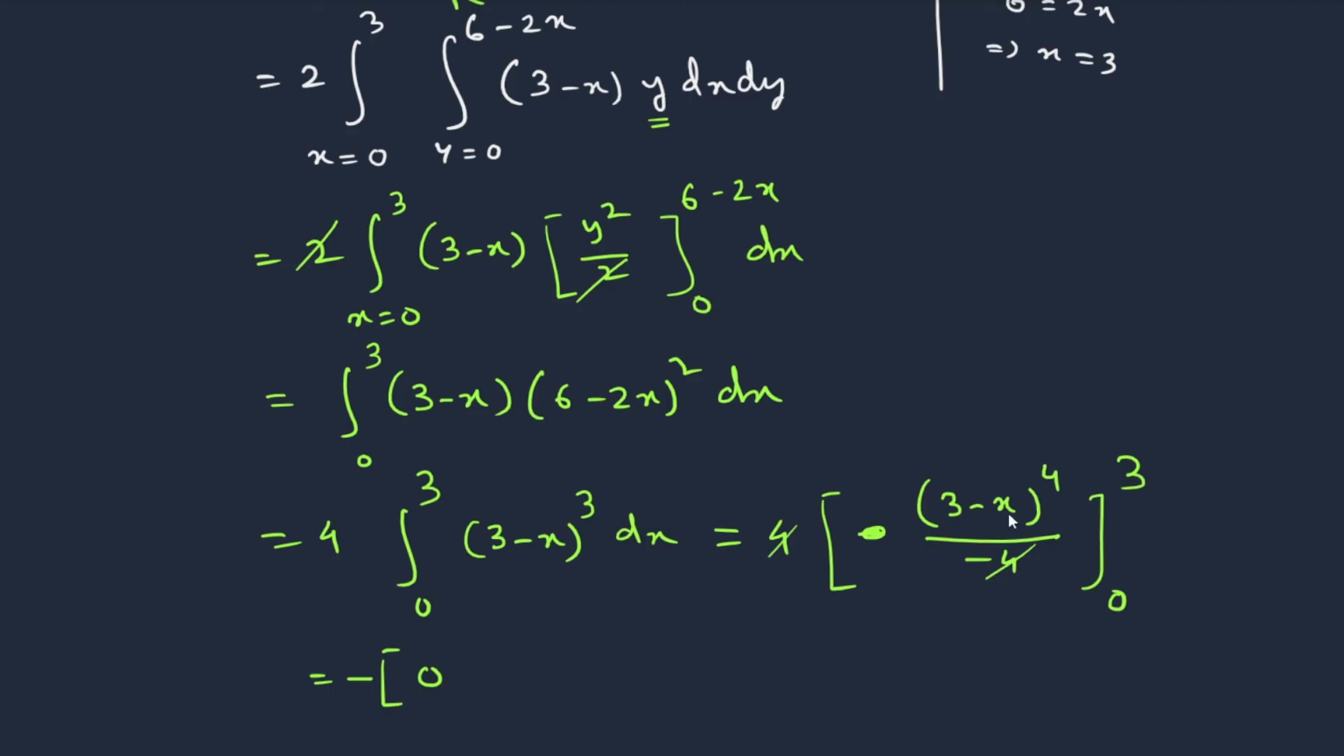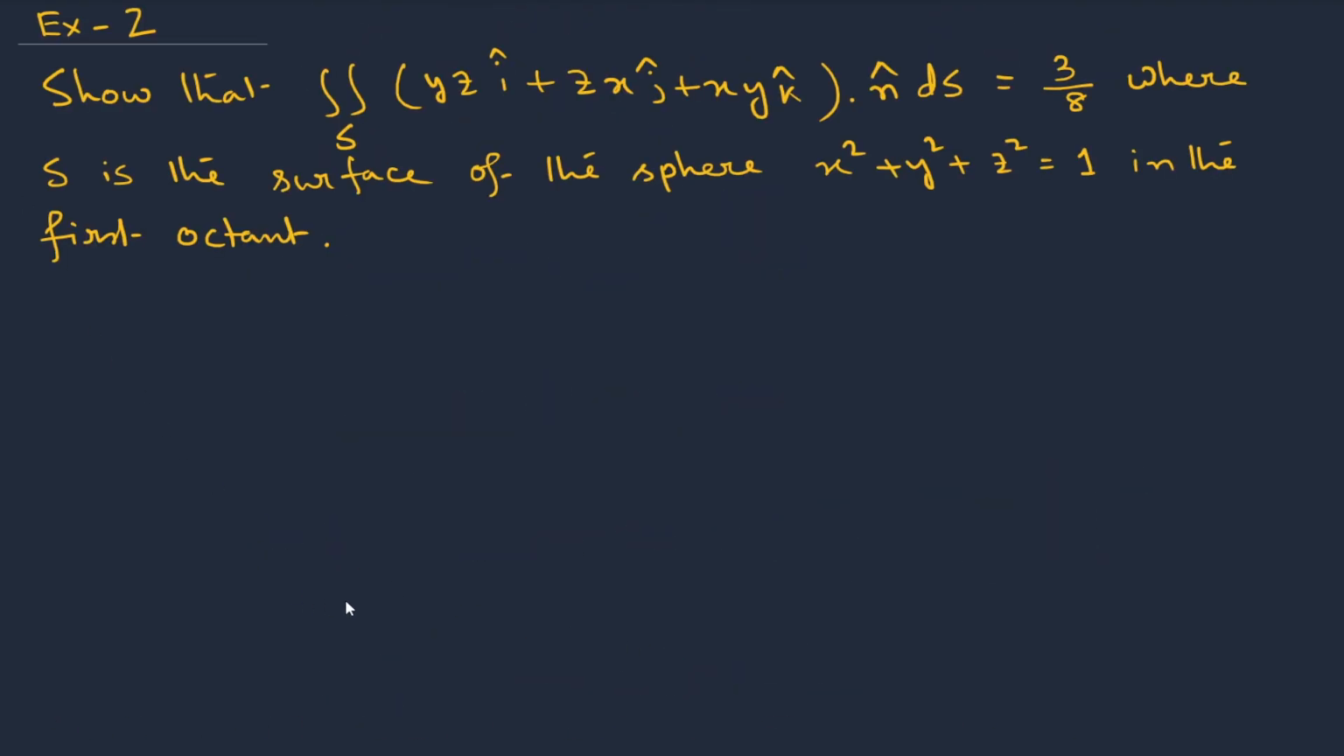Now if you put the upper limit 3, it will become 0. Then minus, if you put 0, it will be 3 to the power 4. 3 to the power 4 is how much? 81. So minus minus plus, 81 units is the answer. Okay, so the calculation is a little bit lengthy, but it's very simple. Now let us take one more problem.